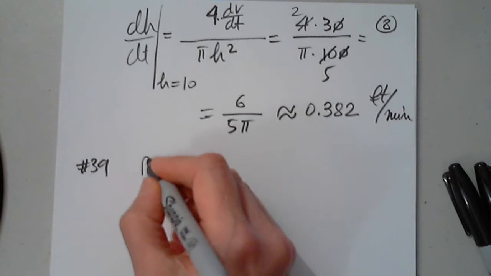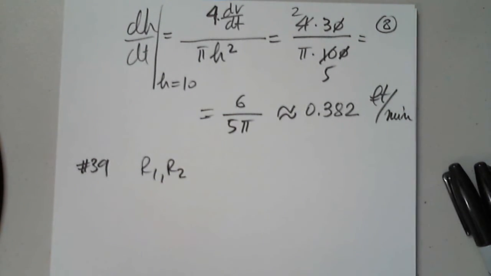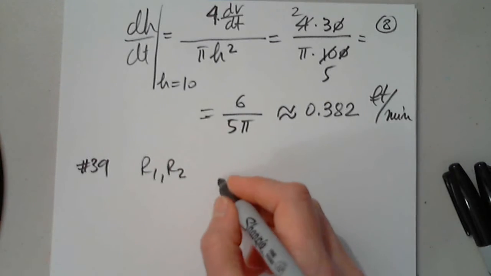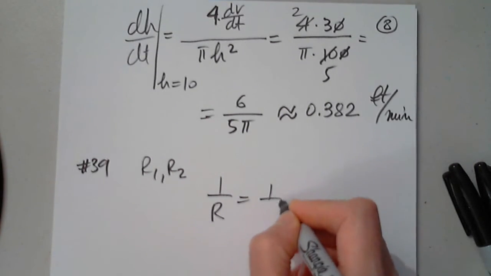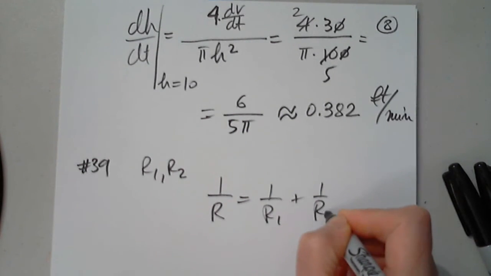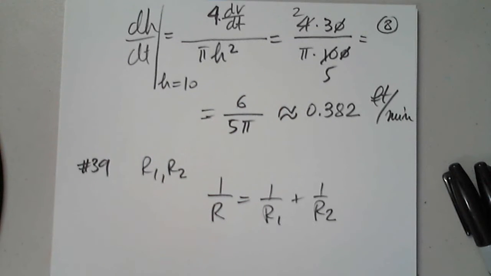R1 and R2 are connected in parallel, and they are giving us the equation. We don't have to come up with it. So it's 1 over R equals 1 over R1 plus 1 over R2. Fine. If R1 and R2 are increasing at rates this, what is this telling us?